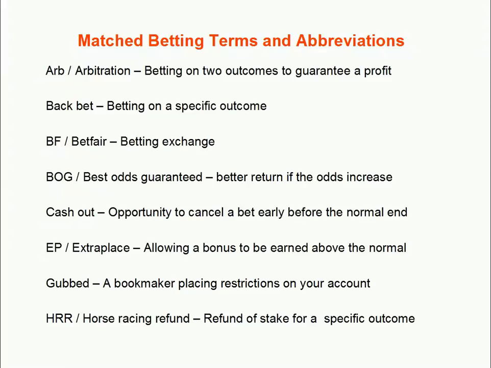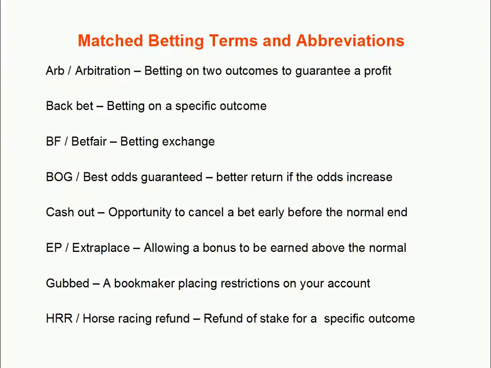So the first term, arbitration. Basically this means betting on 2 outcomes to guarantee a profit. What usually happens here, you have a bookmaker and you have a betting exchange. At the bookmaker, you place a bet on say a horse to win. At the betting exchange, you bet on the horse to do anything but win, that is basically to lose, and you can calculate the return of the 2 outcomes, and whatever happens you will always make a profit. Granted, that profit is usually small, in the pence, but as I say, a profit is a profit.